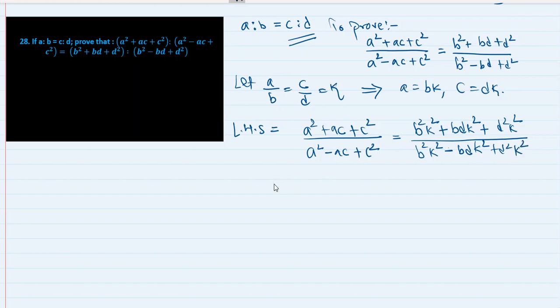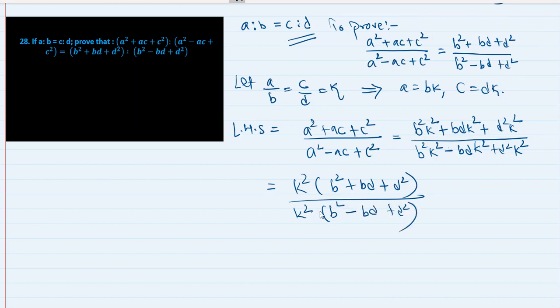Now simplify this. How will you simplify? You will take out something common. Now if you see, K square is common in the numerator, so you get B square plus BD plus D square, and in the denominator also K square is common, so you get B square minus BD plus D square, and this K square gets cancelled, and whatever is left is exactly equal to the right hand side.